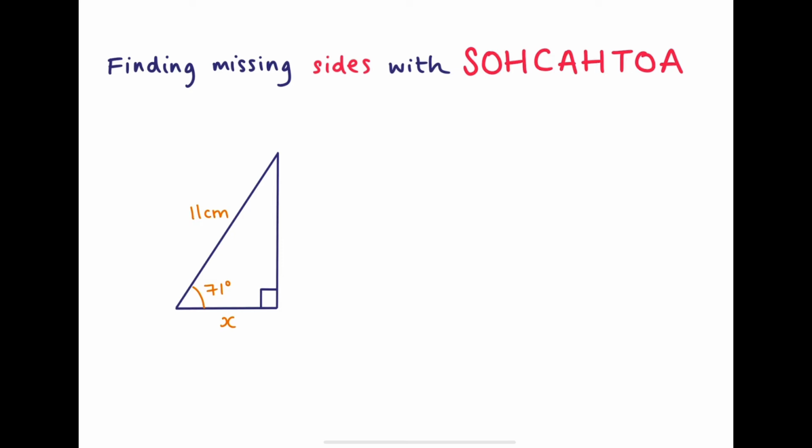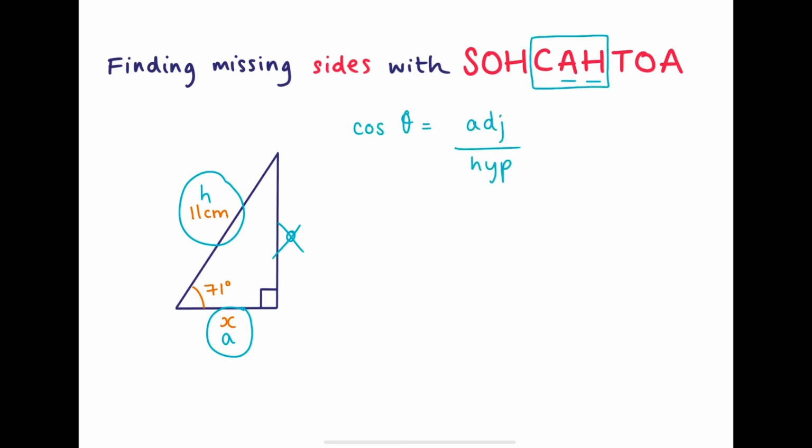In 3, 2, 1. First label the sides. Then circle the sides that are involved, identify which part of SOHCAHTOA we need, and write the trig function, substitute in the values that we know, and solve the equation to find out what x is.